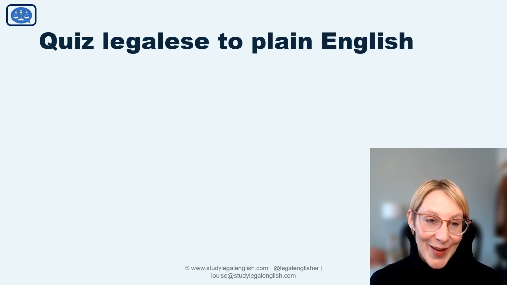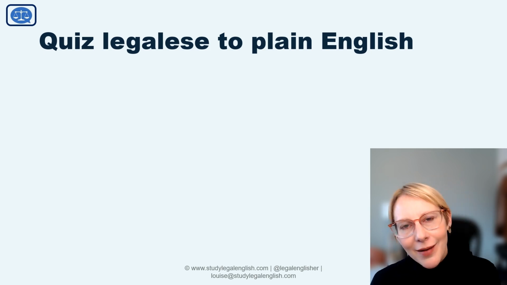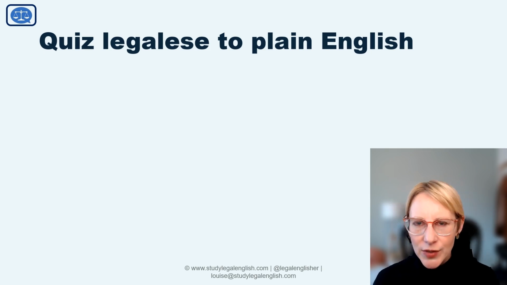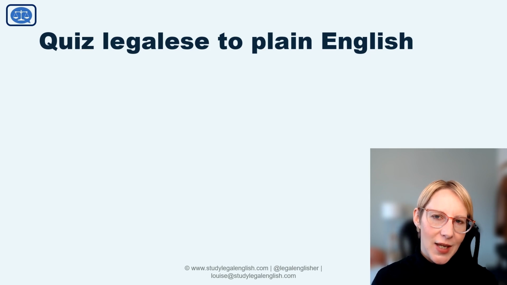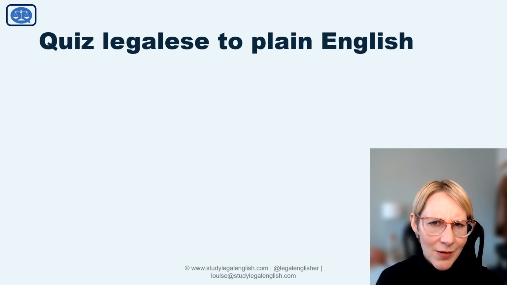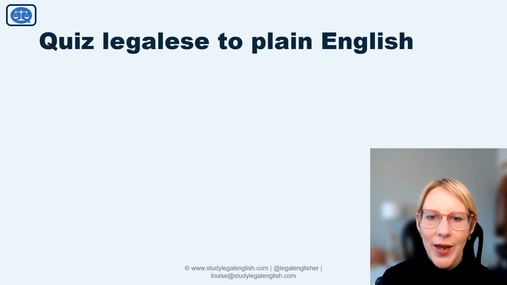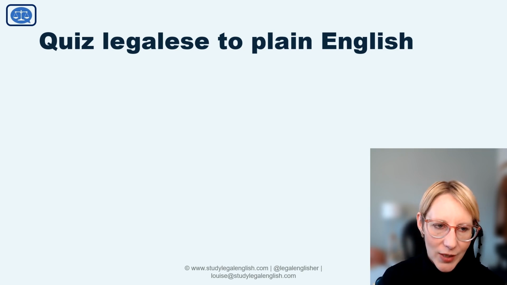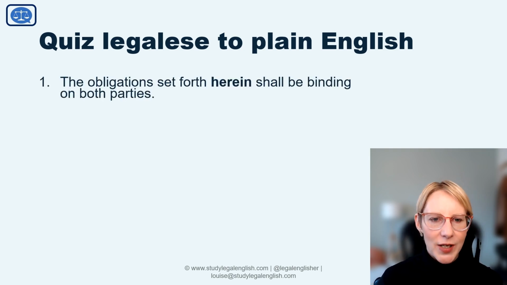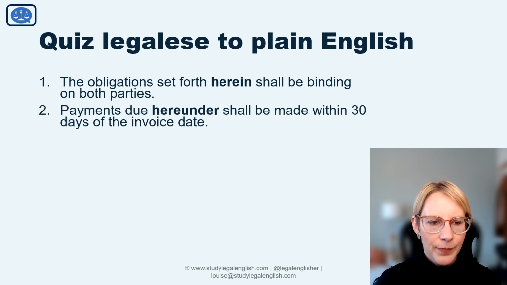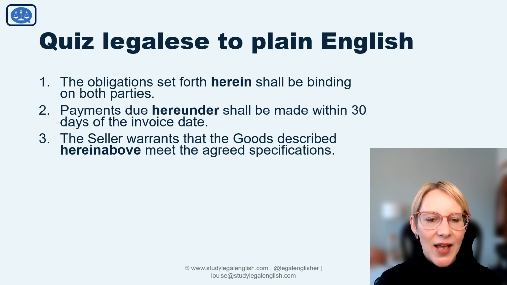Let's do now legalese to plain English. So we're doing the opposite. I'm going to give you some sentences with these here, there words, and you need to rewrite it in a plain English way, replacing those here, there words. Number 1, the obligations set forth herein shall be binding on both parties. Payments due hereunder shall be made within 30 days of the invoice date. The seller warrants that the goods described herein above meet the agreed specifications.